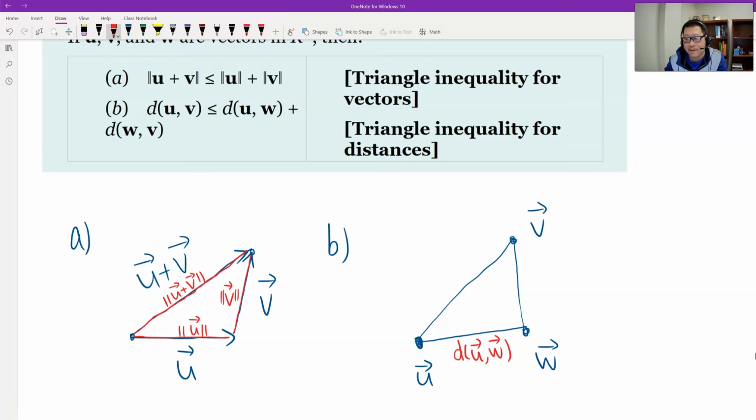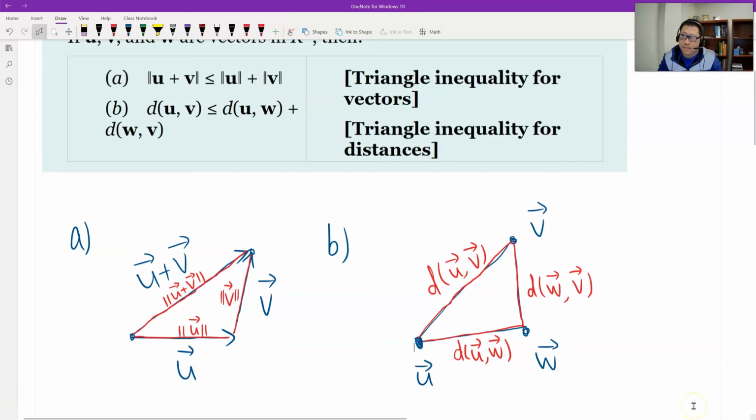This side from w to v should be the distance of w and v. And from u to v, we call it the distance of u to v. If we put this side and this side together, the sum of two sides should be greater than or equal to the third side. It's the same triangle, right? So that's for B.